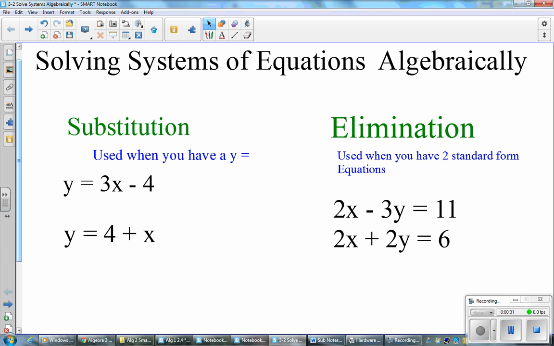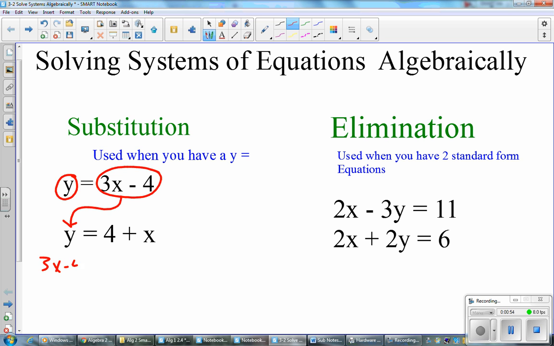Substitution is used when you have a y equals, or you could use an x equals, but you get one letter equals. So what you're going to want to do is take one of these equations, and if y equals one value, then you can take that value, and wherever you see a y, you can replace it. So I can write 3x minus 4, and that's going to equal 4 plus x.